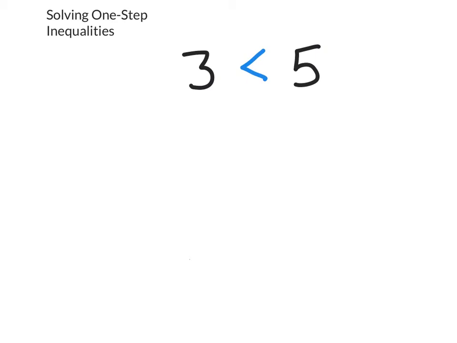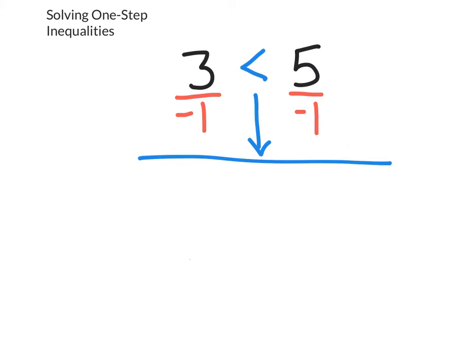So let's say, for example, I divide both sides by a negative 1. So if I divide the left-hand side by a negative 1, and I divide the right-hand side by a negative 1, I'm going to go ahead and do my arrow here down, separate the old from the new here. When I divide 3 divided by a negative 1, that's going to get me a negative 3. If I take a 5 and I divide by a negative 1, I'm going to get a negative 5.